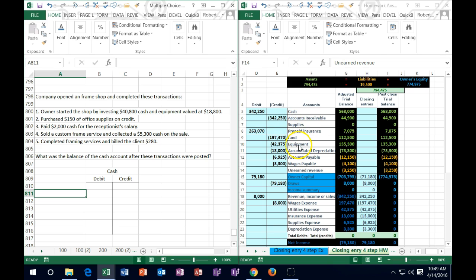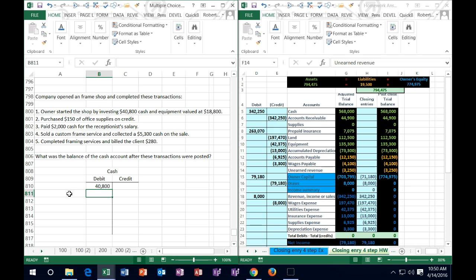Equipment's also going to go up by $18,800, and the credit is going to be the $40,800 and the $18,800 credited to capital. But of course, all we're concerned about here is the cash. So cash is going to go up in the debit direction because cash has a debit balance. We're going to increase it with another debit. So on our T, we will have a debit.